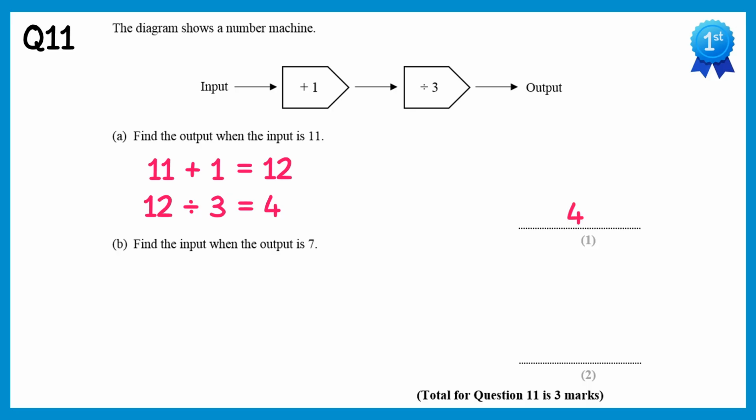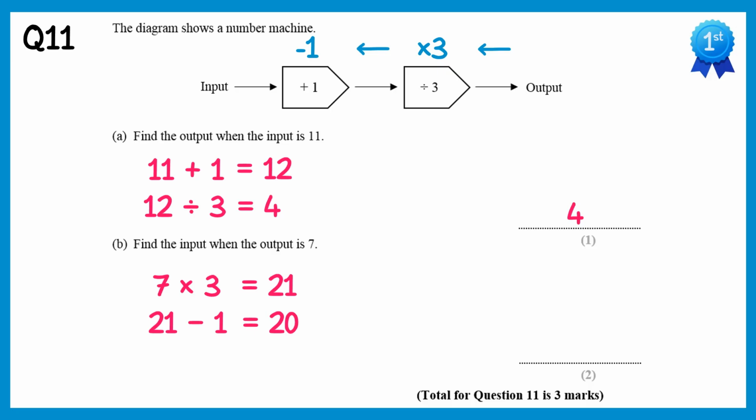For part B, we're told the output though, so we need to go backwards. When we go backwards, we use the inverse operations. So we start with our output, and then instead of divide 3, we times by 3, and then instead of plus 1, we subtract 1. So we'll start with 7 and times it by 3, which gets you 21, and then take that 21 and take away 1, and that gets you 20. So when the output is 7, the input will be 20.